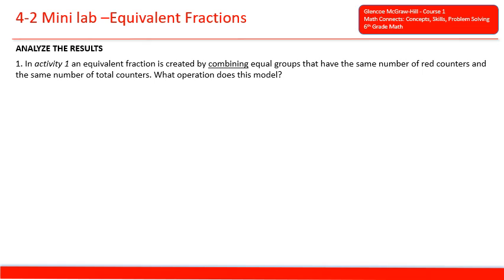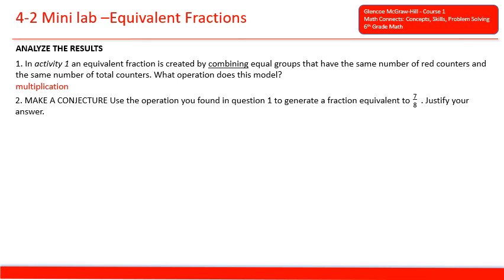Analyze results. In activity 1, an equivalent fraction is created by combining equal groups that have the same number of red counters and the same number of total counters. What operation does this model? Multiplication. Make a conjecture. Use the operation you found in question 1 to generate a fraction equivalent to 7/8. Justify your answer. So 7/8 equals 7 times 2 and 8 times 2 equals 14/16.